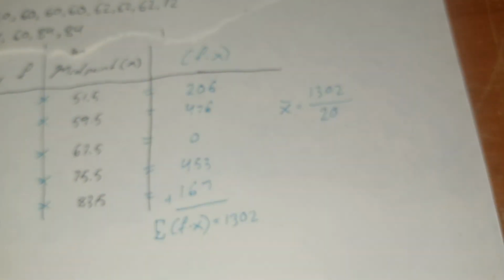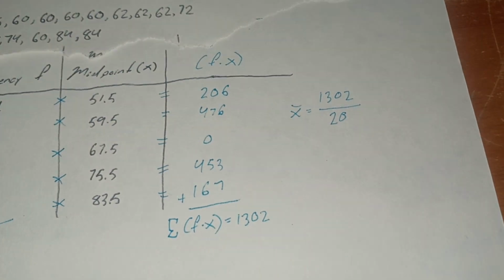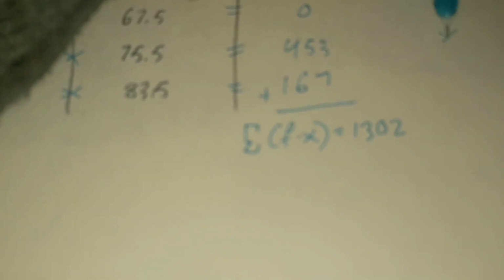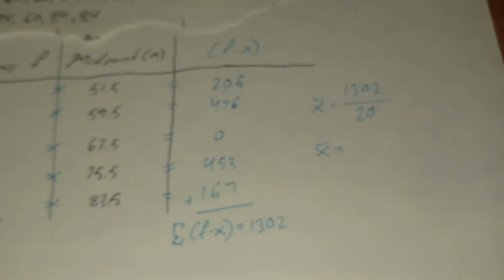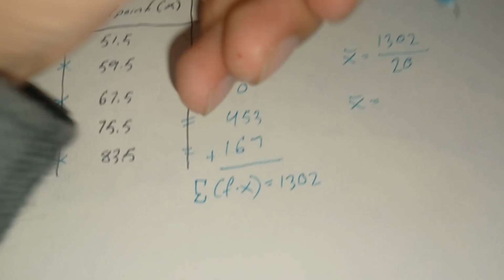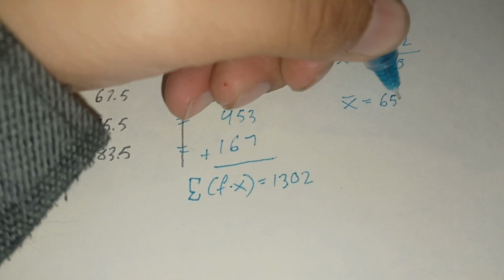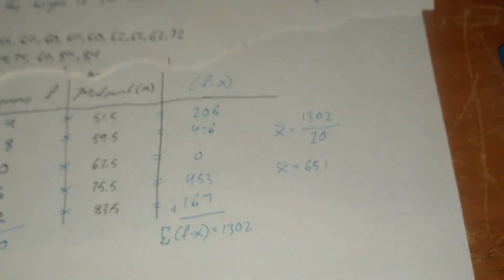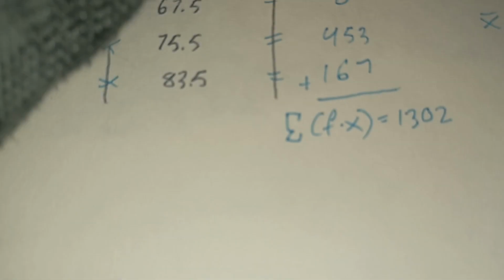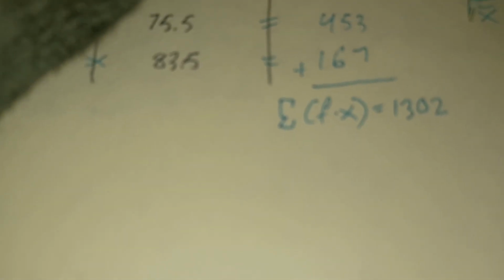1302 divided by 20, just like that. And we're going to compute that to get 65.1. That is going to be your mean of the frequency distribution.